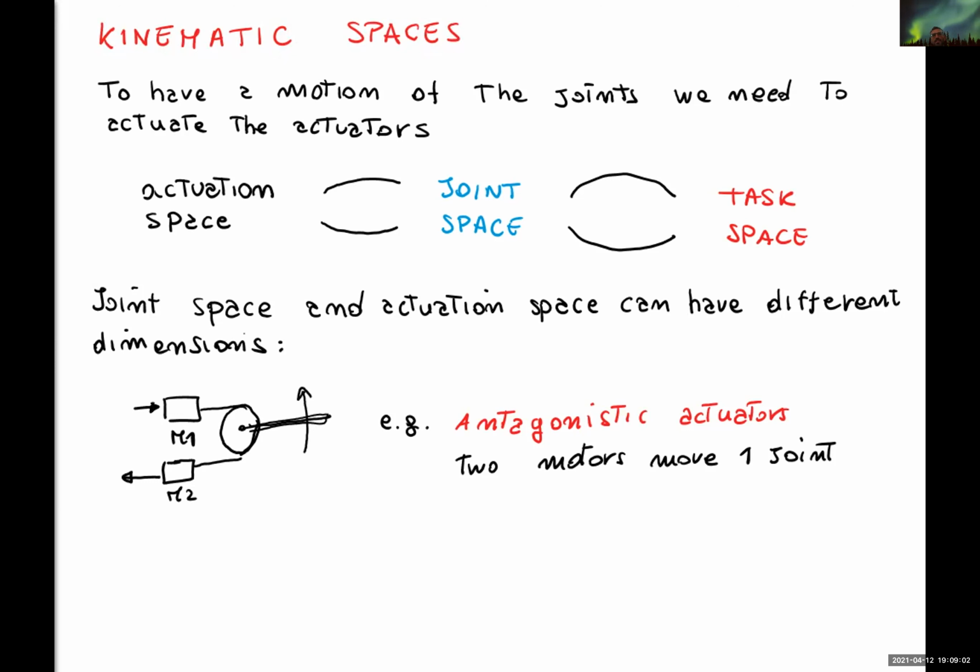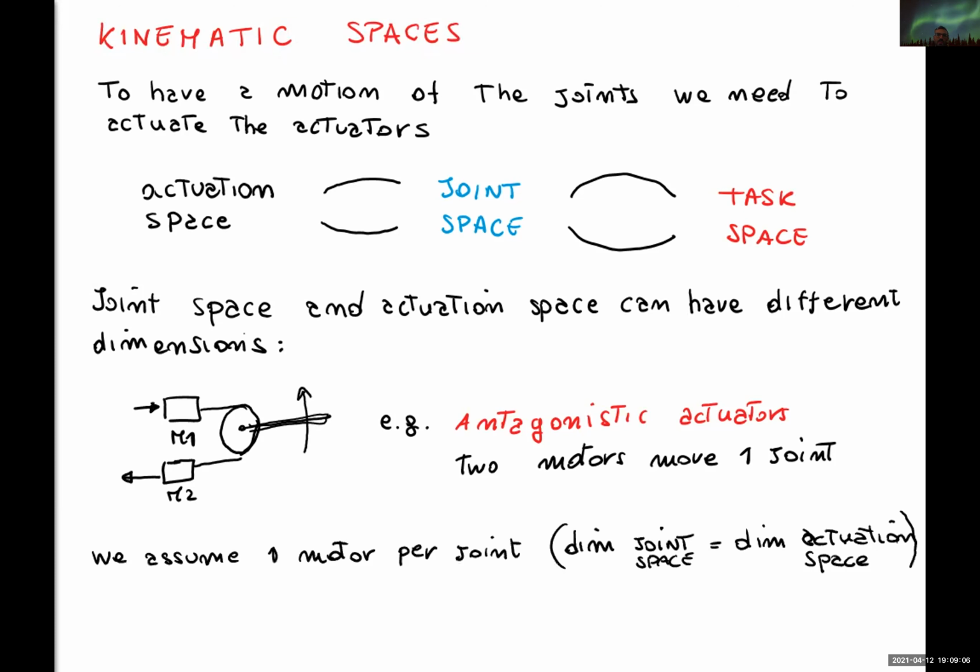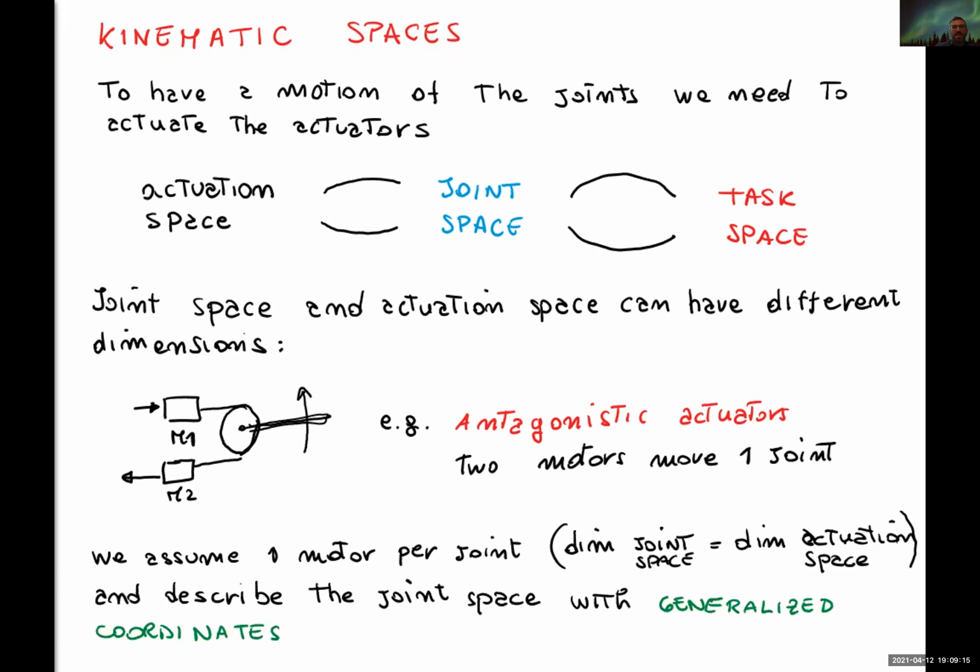But in this course, we don't consider this. We assume one motor per joint. So the dimension of the joint space is the same as the dimension of the actuation space, and we completely neglect the actuation space for now. To describe the joint space, we use what we call generalized coordinates.